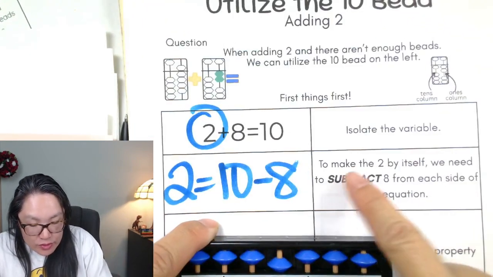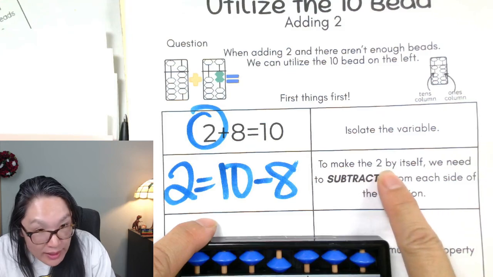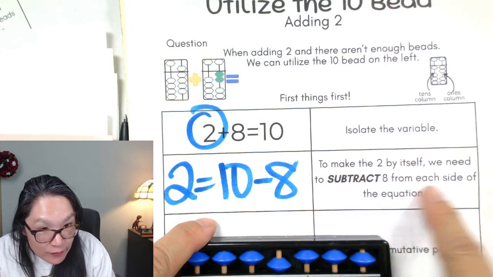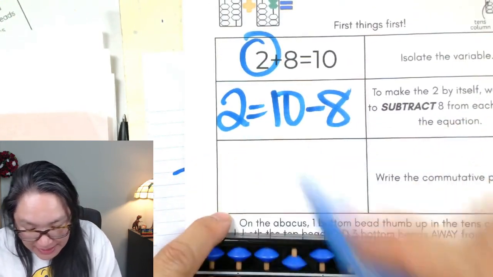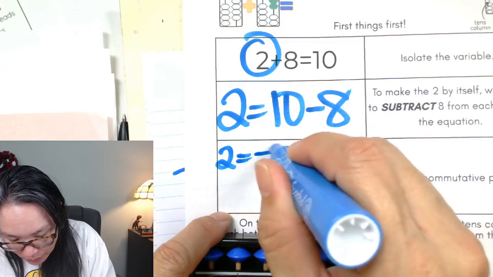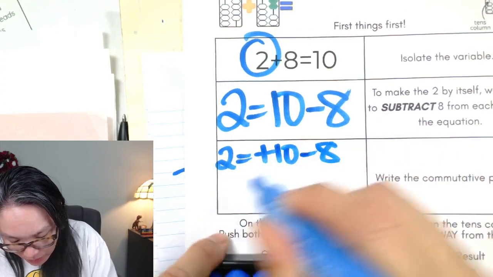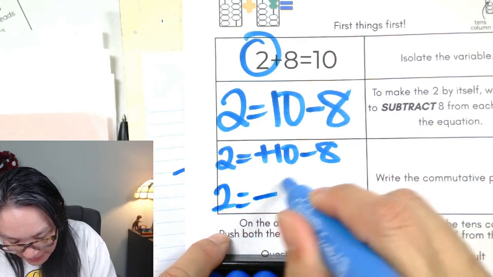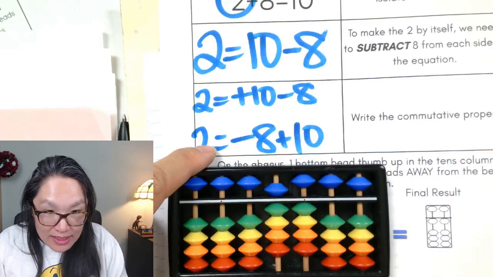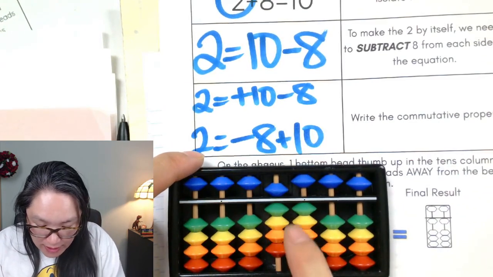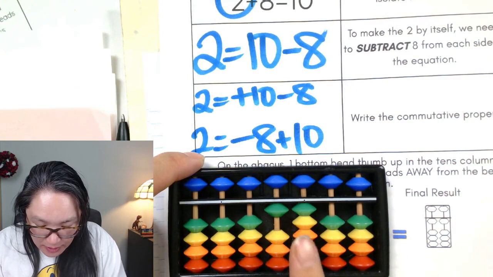So what we need to do is make 2 by itself, and then we need to subtract 8 from each side of the equation. When we do that, this is the equation I have. I can say 2 is equal to plus the 10 minus 8, or I could say 2 is equal to minus 8 plus the 10. This is a commutative property. That means I can switch it around. So let's do that first. Let's do minus the 8 and then plus the 10.